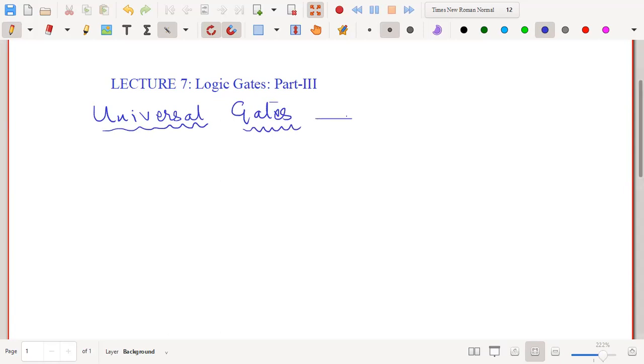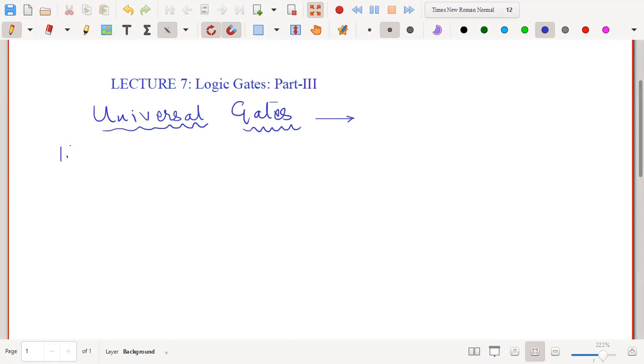These logic gates are named universal gates because all the basic logic gates can be implemented using these gates. That is why they are known as universal gates. With the help of a universal gate, you can implement an OR gate, a NOT gate, and an AND gate. All the basic gates can be implemented using this kind of gate. Now there are two types of universal gates.